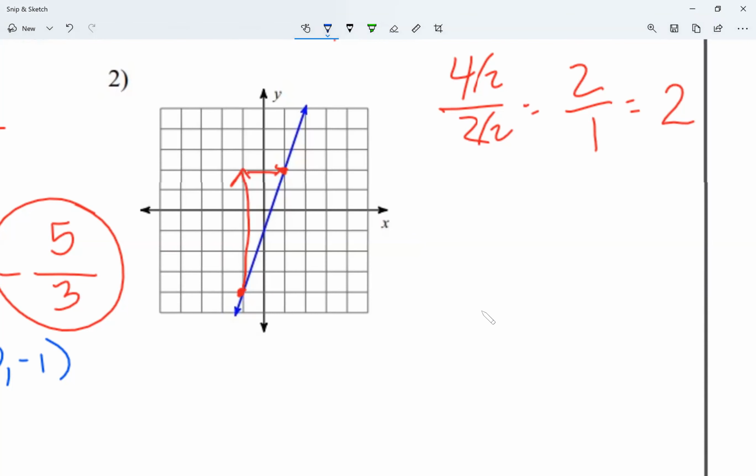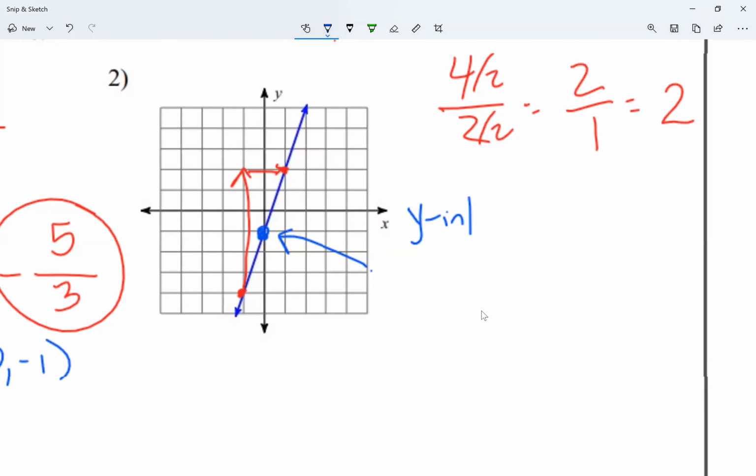Okay, and then I have to find the y-intercept, right? I see the point where I cross the y-axis is this one. It is 1 space below the x-axis. So again, my y-intercept is going to be -1. If I have to write this as a coordinate point, it is (0, -1).